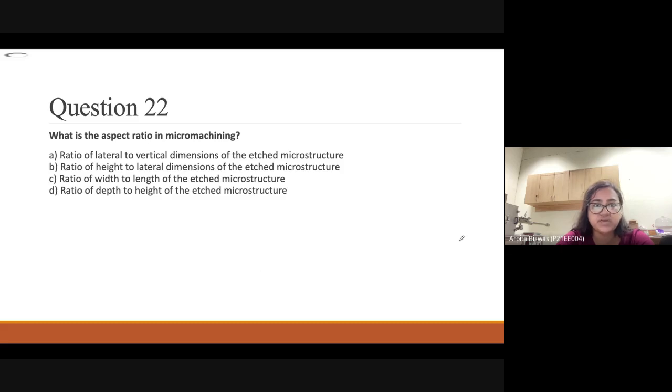What is the aspect ratio in micro machining? The first option is the ratio of lateral to vertical dimension of the etched microstructure. Second is the ratio of height to lateral dimension of the etched microstructure. Third option is the ratio of width to length of the etched microstructure, and the fourth one is the ratio of depth to height of the etched microstructure. So go through the question carefully and try to give the answer.